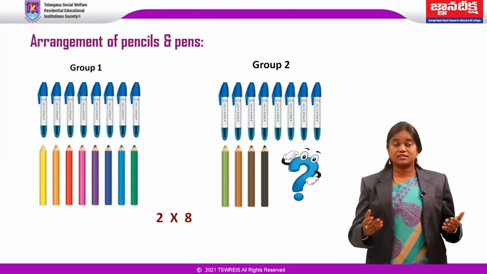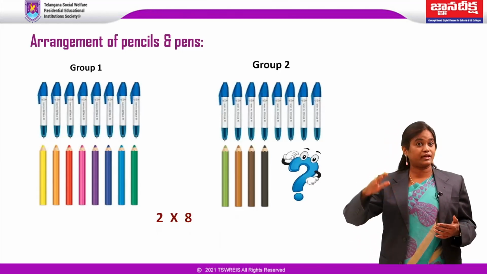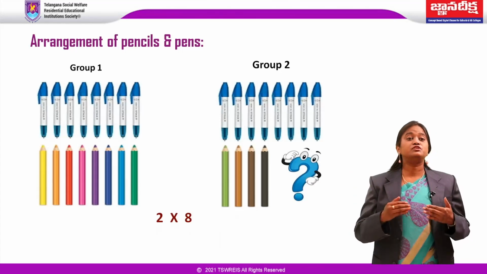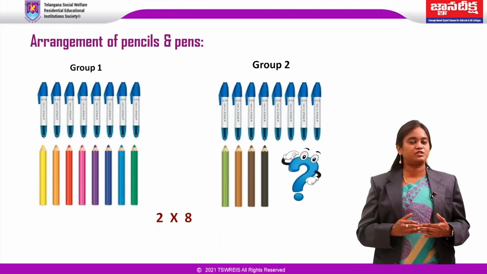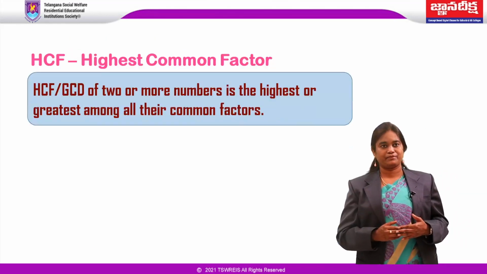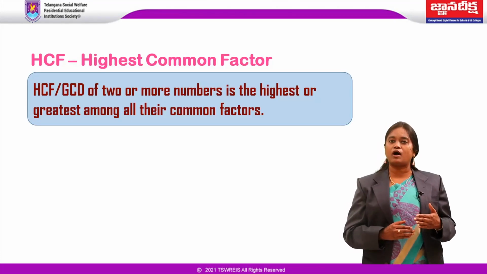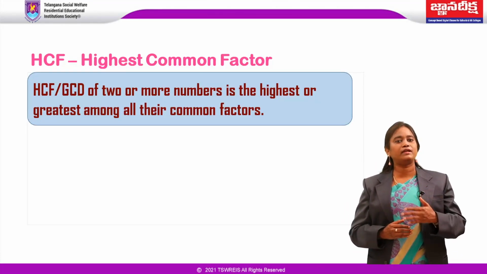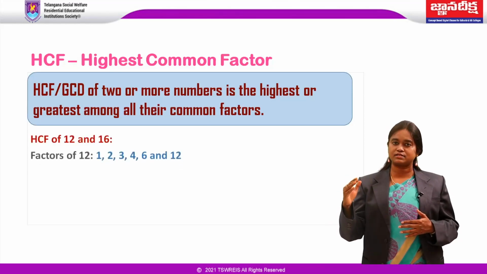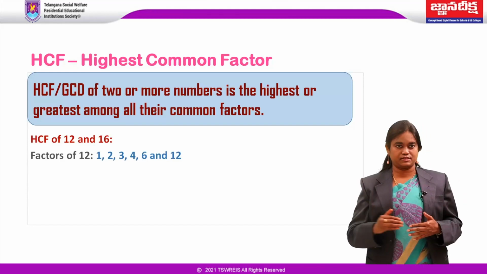So, what is the solution? Can there be a common arrangement for both the cases? To know this, we need to find the HCF of 12 and 16. Highest common factor or greatest common divisor. HCF of two or more numbers is the highest or greatest among all their common factors.